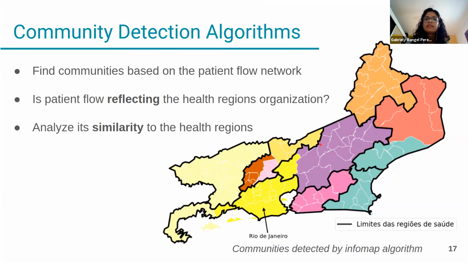Doing this, we can see where they're very similar, such as this orange one or this pink one here, and where they're not very similar. This can provide some insights to health managers as to where the health regions organization may or may not be working very well, maybe here, for example.